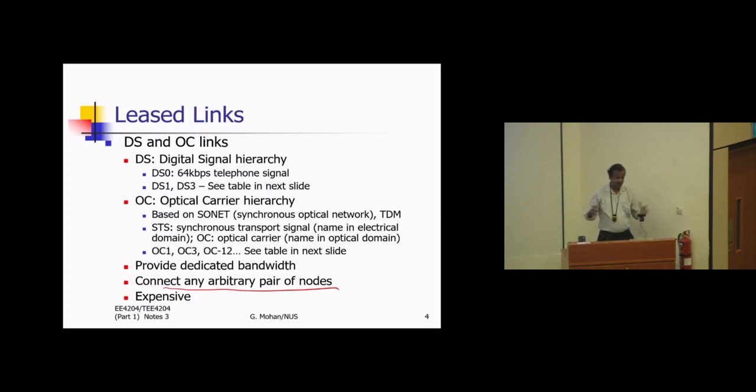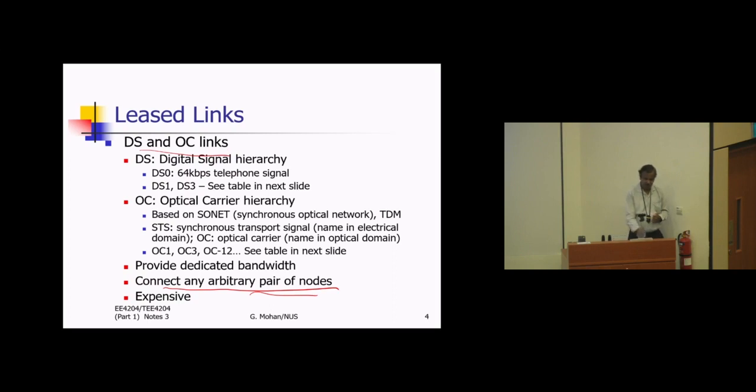But if you look at the companies or organizations, they might have multiple branches, so they may want to have a link leased from the network provider to connect any pair of switches. So in that case, they need to lease out a link from the service provider. Usually, organizations do. So what type of links do they lease out? In practice, nowadays there are two types of links which can be leased out: DS links and OC links.